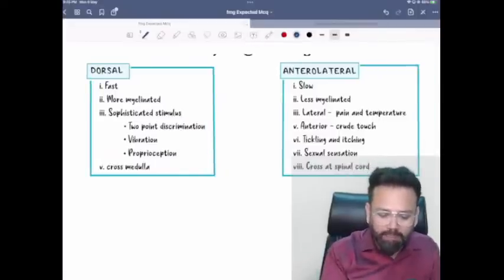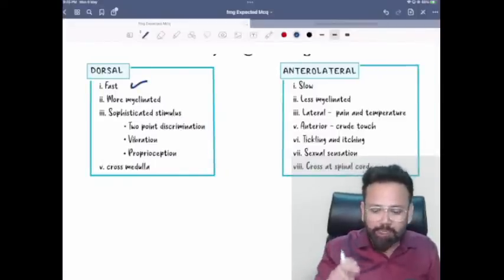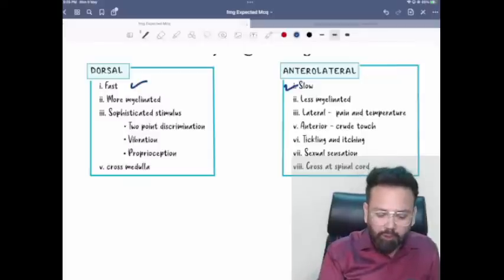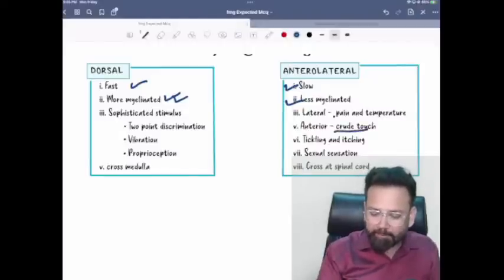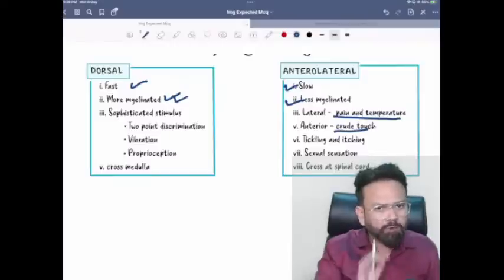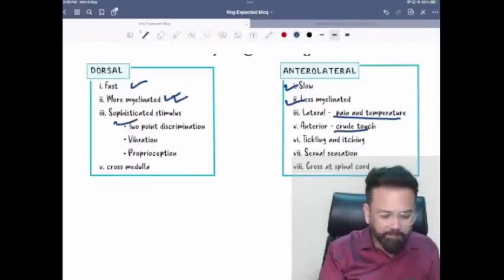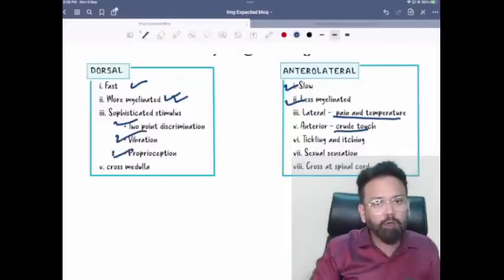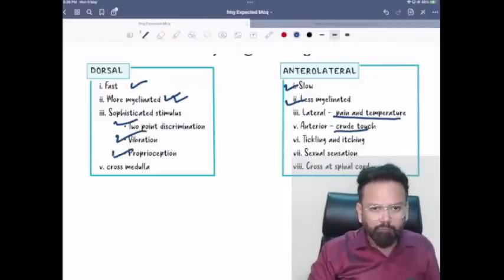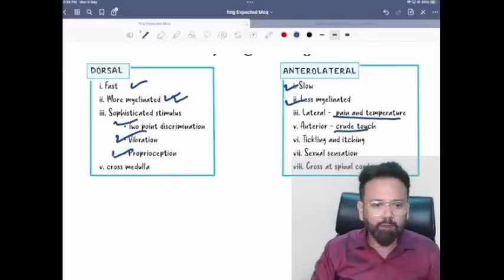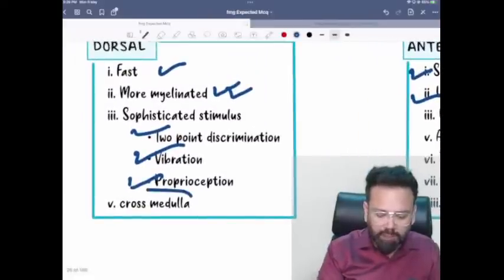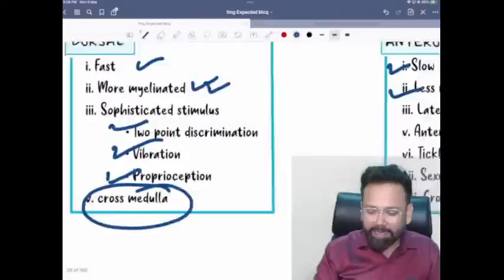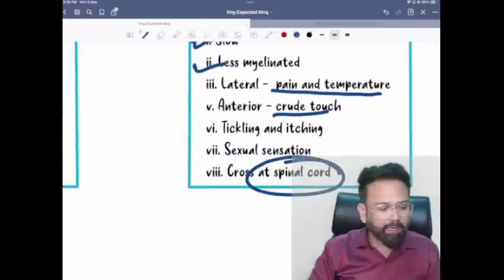So the dorsal column is fast, number one. Anterolateral is slow. Dorsal column is more myelinated. Anterolateral is less myelinated. Crude touch, pain and temperature are for anterolateral. Whatever is left, like two-point discrimination, vibration, proprioception, all are through the dorsal column. Now, which will cross in the medulla, dorsal or anterolateral? Dorsal will cross in the medulla, while anterolateral will cross at the level of the spinal cord.